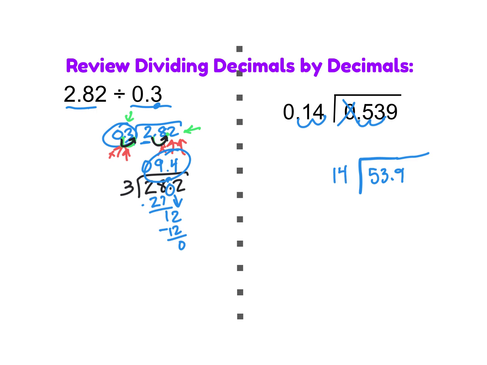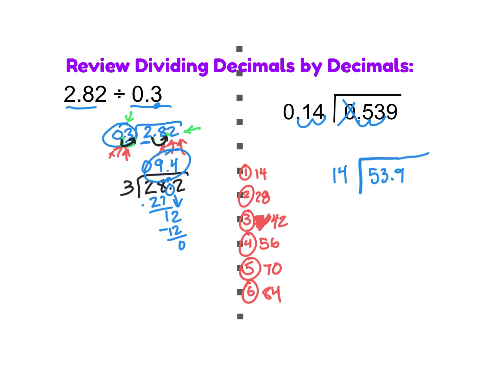Here's another situation where I'd want to say, okay, 1 times 14 is 14, 2 times 14 is 28, 3 times 14 is 42. 4 times 14 is 56. 5 times 14 is 70. We'll go to 6 again. 6 times 14 is 84. All right, we'll see if we need to go further than that.